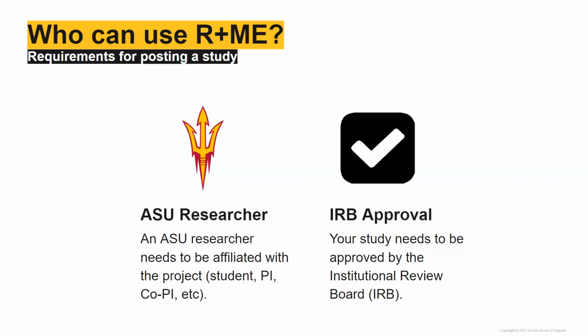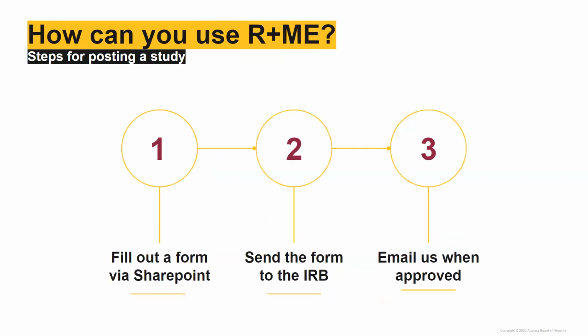Or maybe you have a friend or a colleague who's a part of a multi-site research study that they're doing with Stanford and MIT. As long as there's an ASU researcher on that project, they can post here. And then it needs IRB approval, so the Institutional Review Board needs to first review your study and confirm that it is following all ethical procedures.